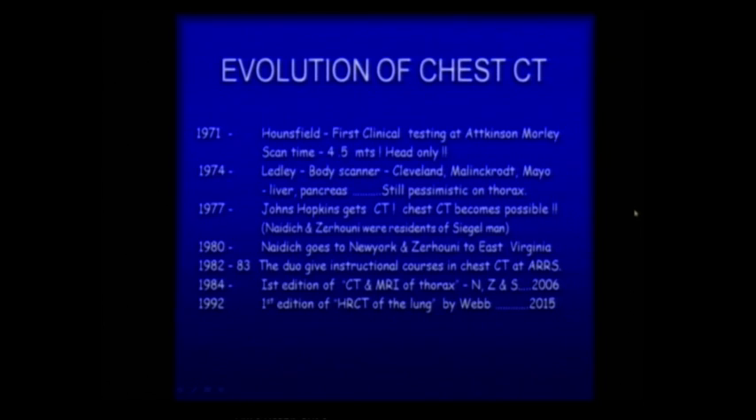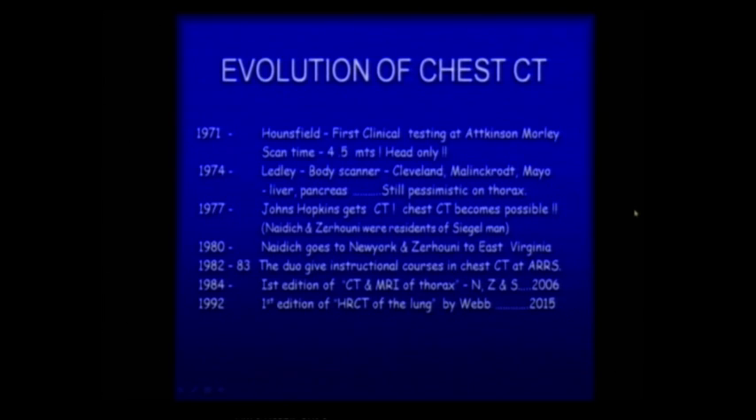In 1971, as you know, the first clinical testing of CT happened at Atkinson Morley Hospital with Hounsfield. At that time, even a single slice of a head scan required 4 to 5 minutes, so only the head could be scanned. It was not until 1974 that body scanning became possible, when a body scanner was obtained at Cleveland Clinic and Mayo hospitals. But even then people were pessimistic about the thorax, as that needed breath holding.